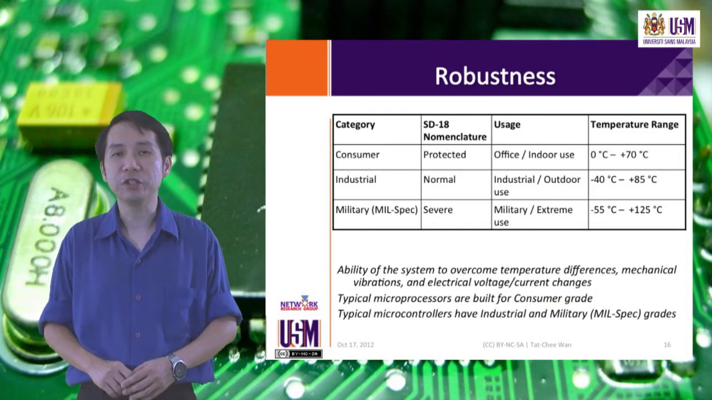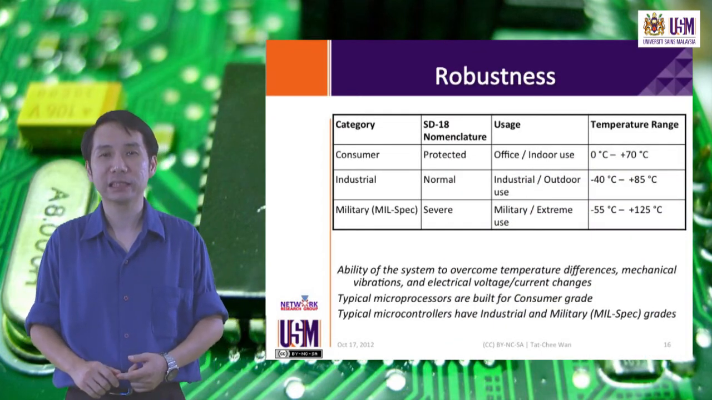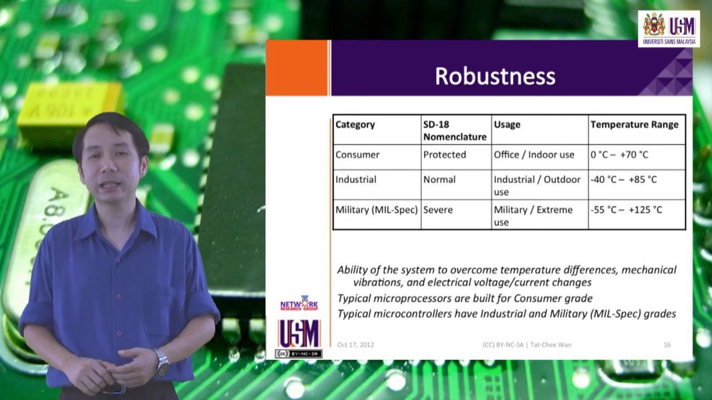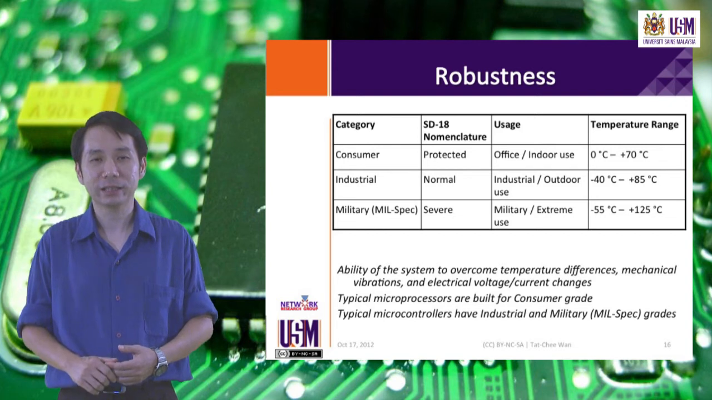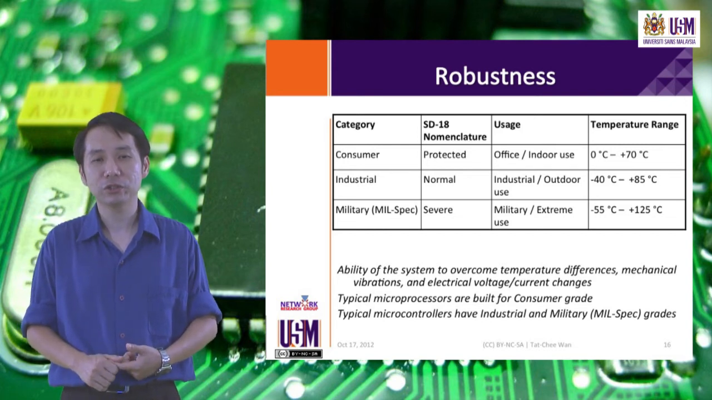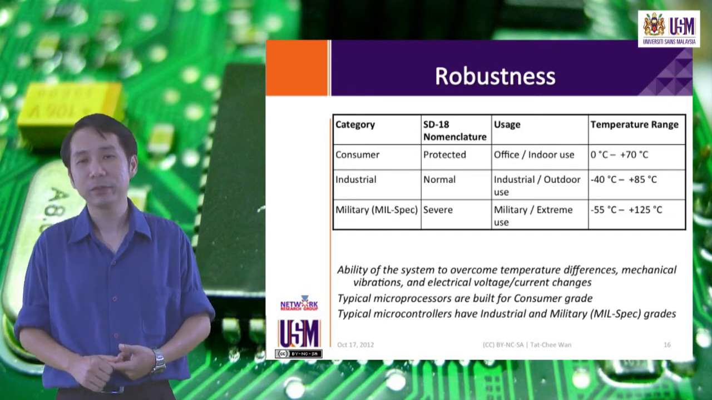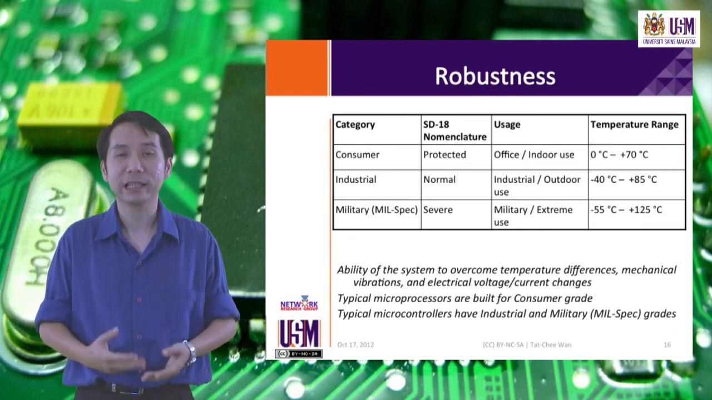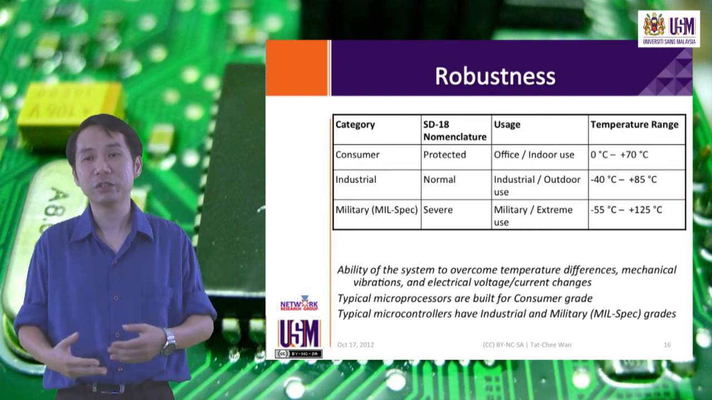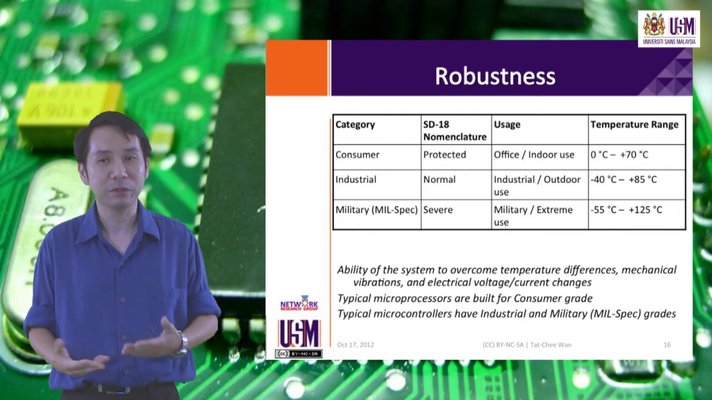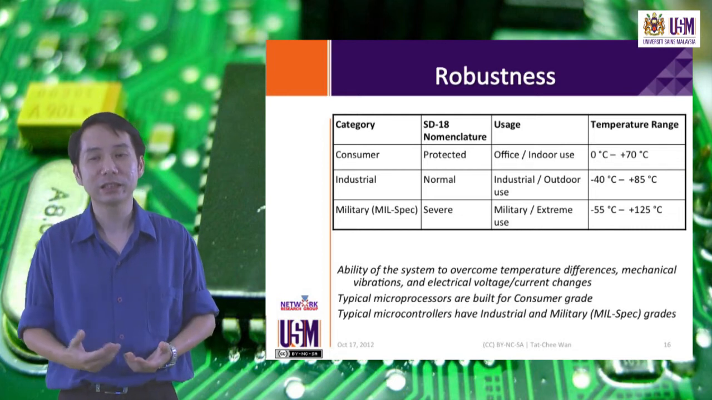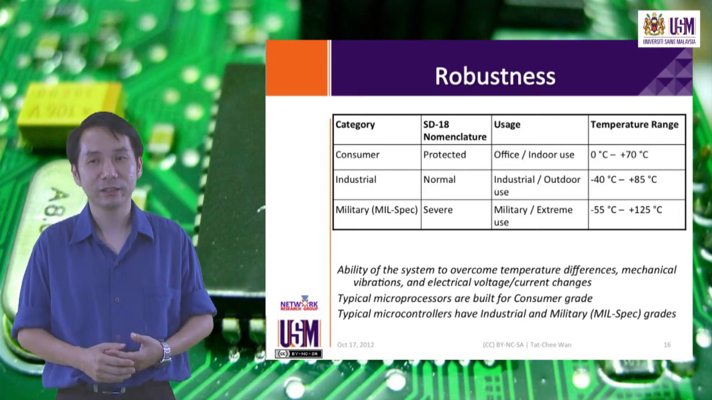Another important feature of microcontrollers is the robustness. Now, we can categorize electronic devices into three main categories. The first one is called consumer or protected category, which are typically found in offices and indoor usage. The temperature range expected for this device can be from 0 degrees to 70 degrees Celsius.